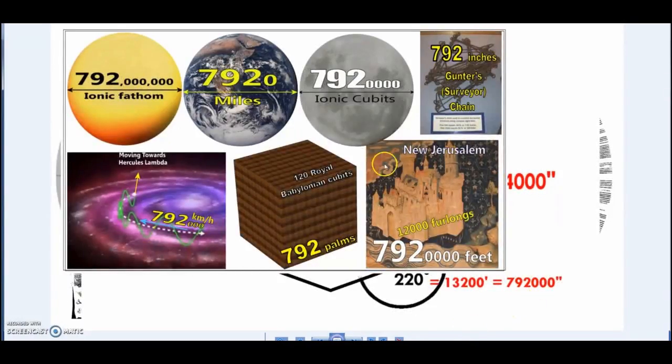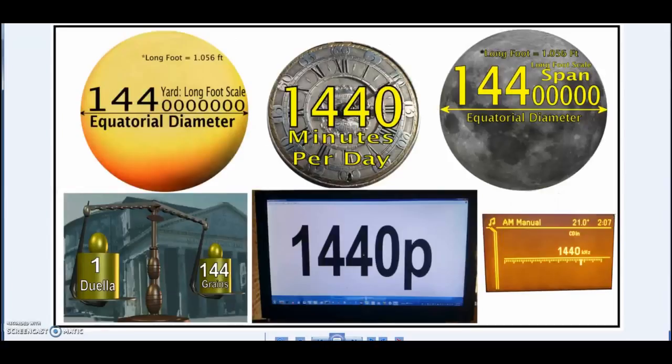Now 792, I mentioned that in the previous episode to this, how important it is: Sun, Earth, Moon, the chain, Gunter's chain, even the speed of the solar system as best available measures, but also the Ark of Utnapishtim, or the Preserver of Life from the Epic of Gilgamesh, yes, and New Jerusalem, yes, the temples of man, as they say.